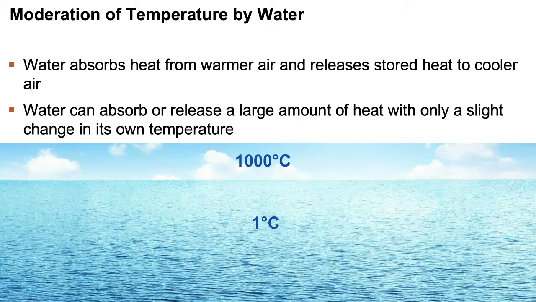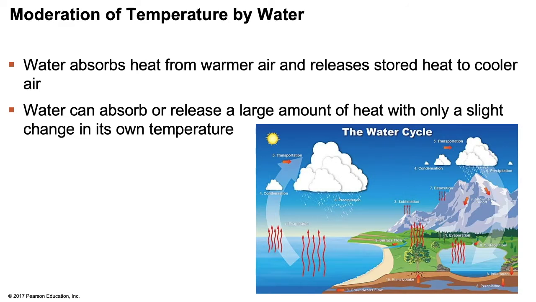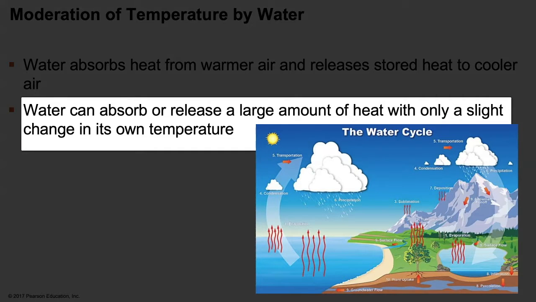Because of this, ocean warming is a more accurate way to measure how hot the world is getting than air temperature. Air temperature might be hot one year and cooler the next, but water is denser than air and takes longer to heat and cool. Now you might be wondering how the oceans absorb all of that heat without evaporating. Well, of course there is a cycle of evaporation and rainfall. However, water can absorb or release a large amount of heat with only a slight change in its own temperature.